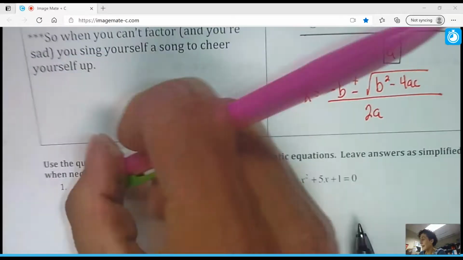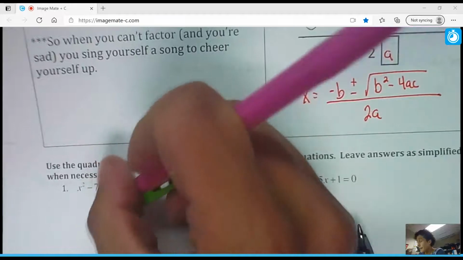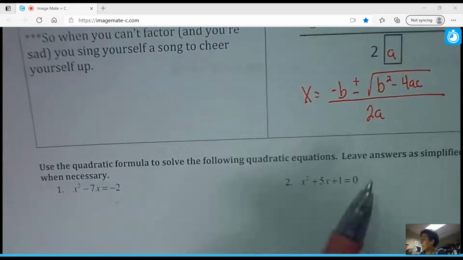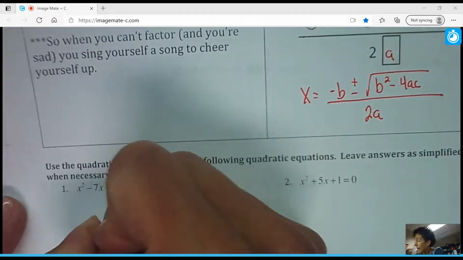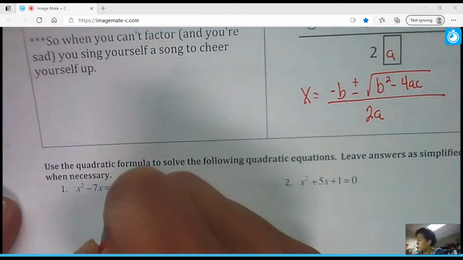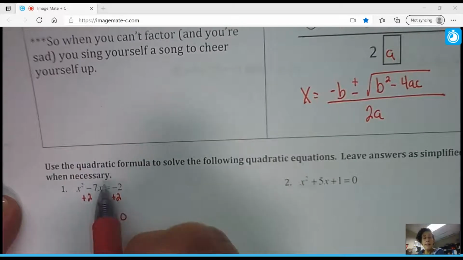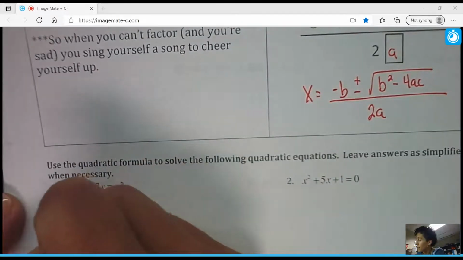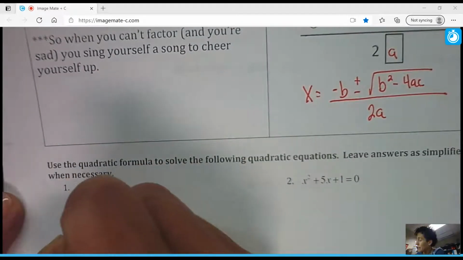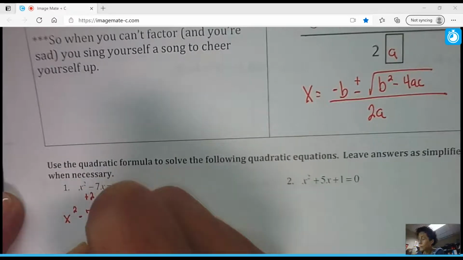So you just made this side turn into 1, not 0. So to make this 0, what I'll do is I'll add 2, because negative 2 plus 2 is 0. And then I'll add 2 to this side, but since none of these are like terms, I'll just write it in standard form. So x squared minus 7x plus 2.